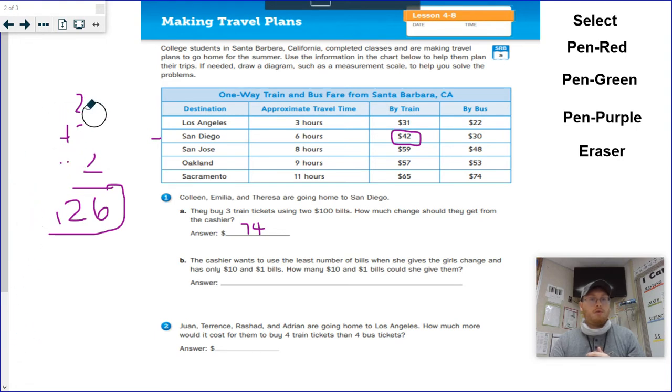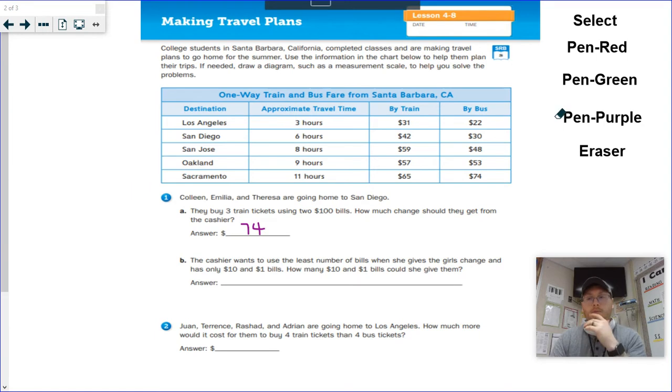Okay, and good. All right. So now I'm going to go on to B. So B says the cashier wants to use the least number of bills when she gives the girls change and has only $10 and $1 bills. How many $10 and $1 bills could she give them? All right. So cashier only has tens and ones. So wants to give them what? The least number of bills.